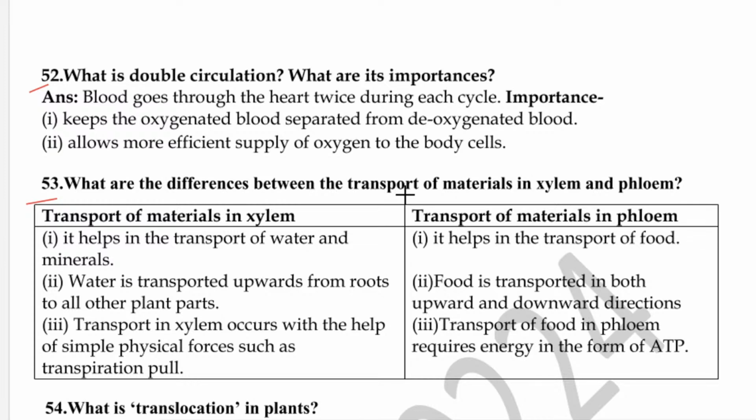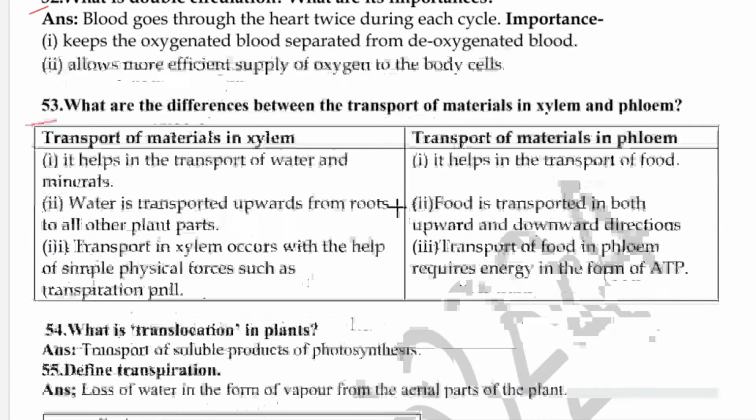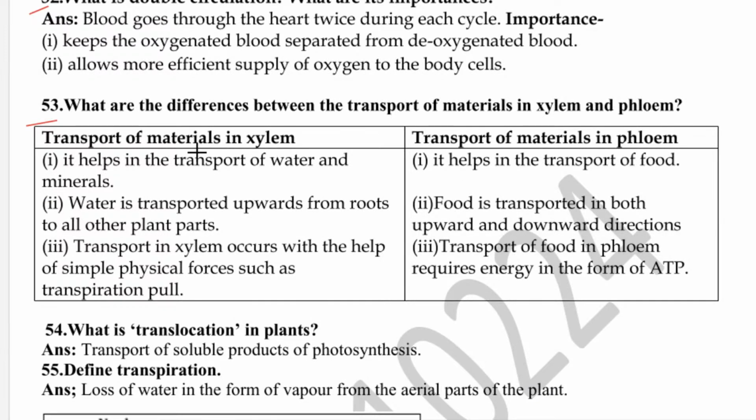What are the differences between the transport of materials in xylem and phloem? We can see the transport of materials in xylem here. It helps in the transport of water and minerals. Here in the transport of materials in phloem, it helps in the transport of food. Next one. Water is transported upwards from roots to all other parts of the plants. Here we can see that food is transported in both upward and downward directions. And the third difference is transport in xylem occurs with the help of simple physical forces such as transpiration pull. And here we can say that transport of food in phloem requires energy in the form of ATP, that is adenosine triphosphate.